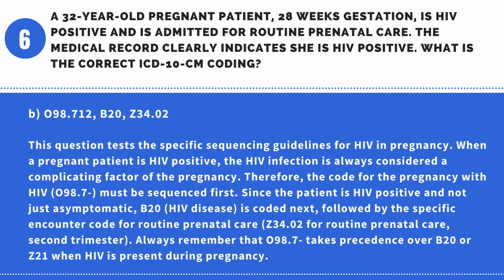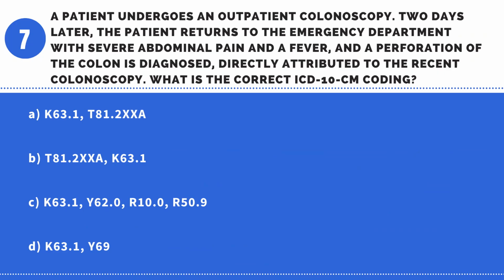encounter code for routine prenatal care, Z34.02 for routine prenatal care, second trimester. Always remember that O98.7 takes precedence over B20 or Z21 when HIV is present during pregnancy. Question 7. A patient undergoes an outpatient colonoscopy.